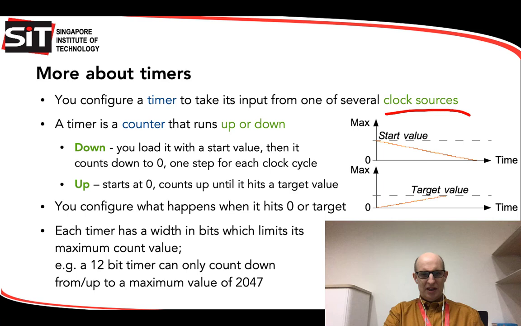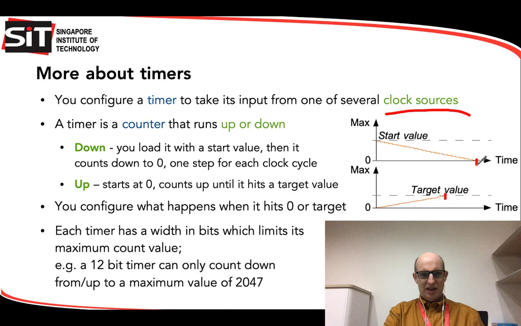Now the timer inside is actually just a binary counter. 0, 1, 2, 3, 4, 5, and so on. And they can be configured to count up or down. These are shown in the little graphs to the right. Starting from a particular value, a down counter counts down until it reaches zero. An up counter starts at zero and counts upwards until it reaches a target value. Now you write some software to configure what that timer then does when it hits either the target value or the zero for the up or down count.